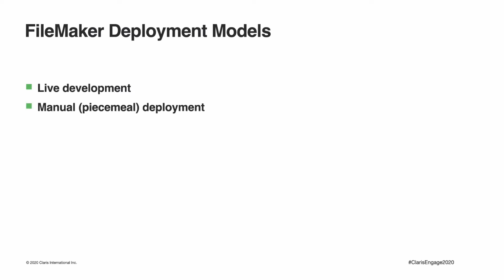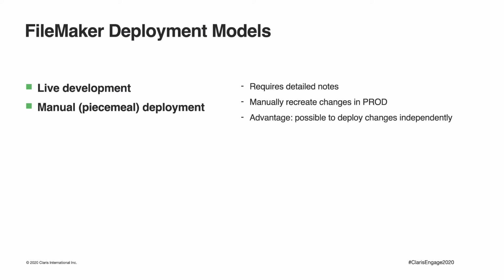I refer to the next deployment model as manual or piecemeal deployment. Here, development changes are made in a development environment, and as those changes are made, the developer has to take careful notes of what was done. Then when it's time to deploy, the developer has to manually recreate those changes in production. An advantage of this approach is that it makes it possible to deploy a specific change without deploying any of the other work that is still in progress.